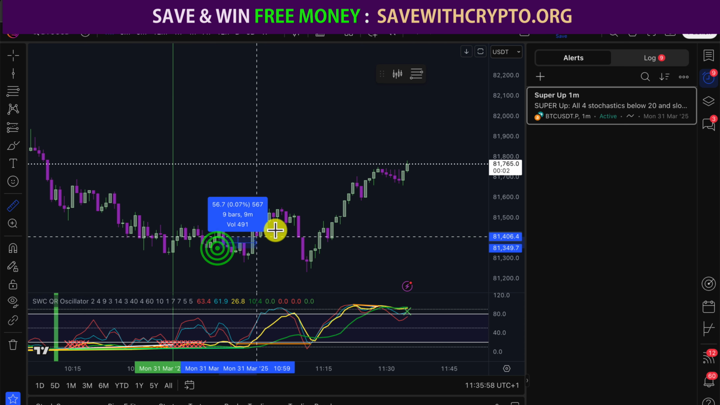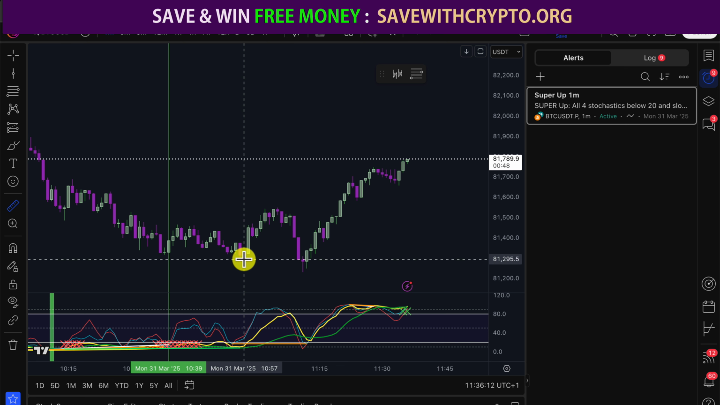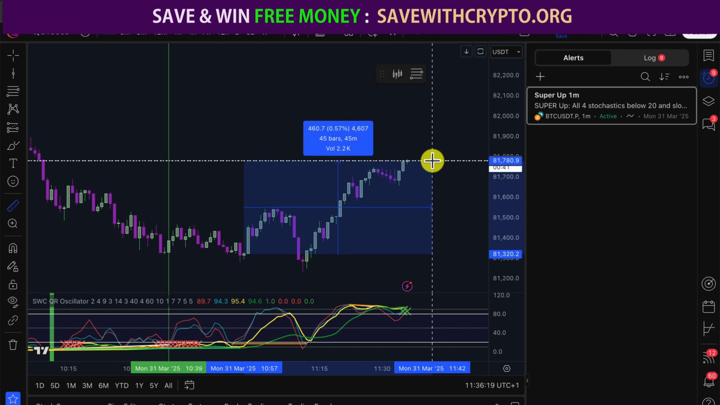Now that would have given an increase of 0.24%. So let's say you were trading that on 10x leverage, that would be 2.4%. If you'd have been fairly bold about it and kept it going until now, you would be up 0.57%. So once again, if you did 10x leverage, you could have made 5.7% in 45 minutes.